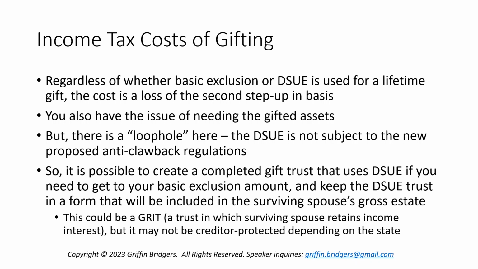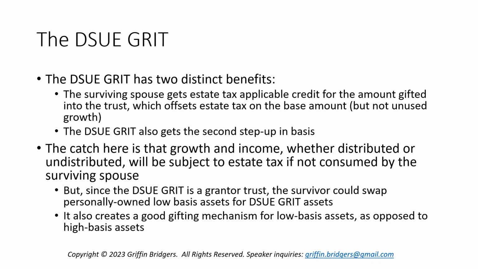And they could keep that DSUE trust in a form that will be included in their gross estate. So that could be in the form of, let's say, a grantor retained income trust or a GRIT, in which the surviving spouse would retain an income interest, possibly with other beneficiaries having interests as well. But it's important to note that this trust may not be creditor protected depending on the state. Now, that aside, this is more of a tax-focused discussion, but I'm going to coin this type of trust the DSUE GRIT. So the DSUE GRIT really has two distinct benefits here.